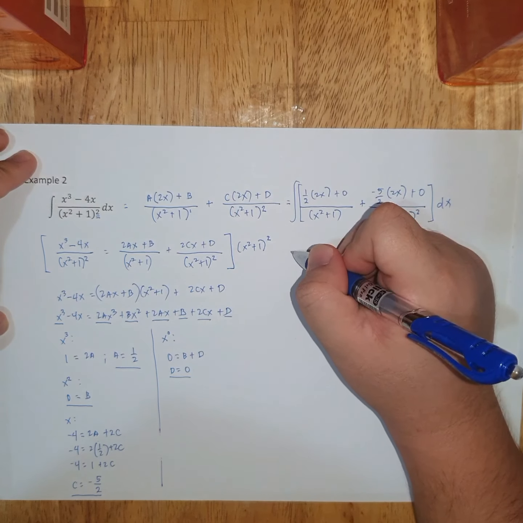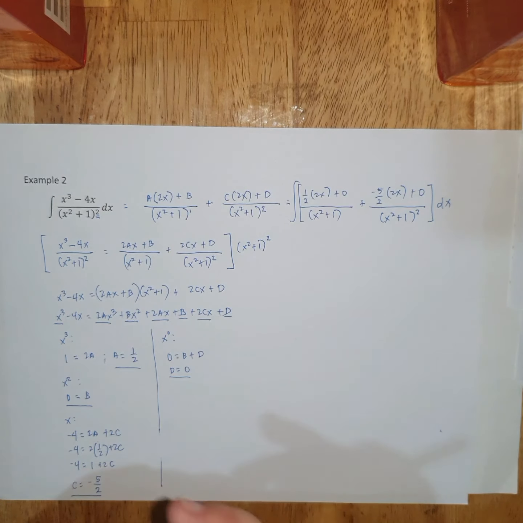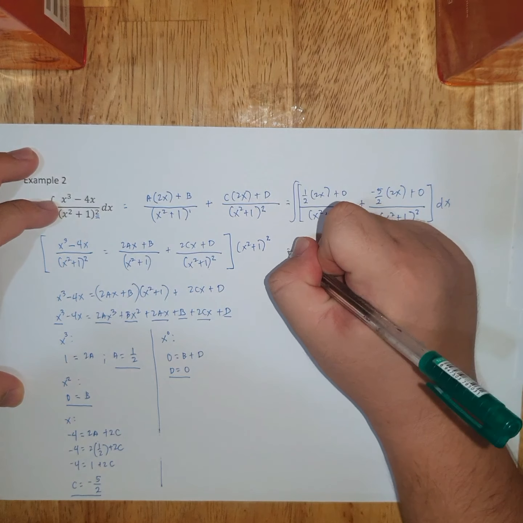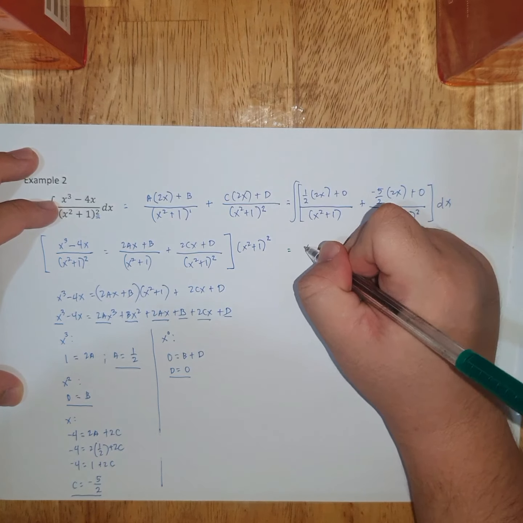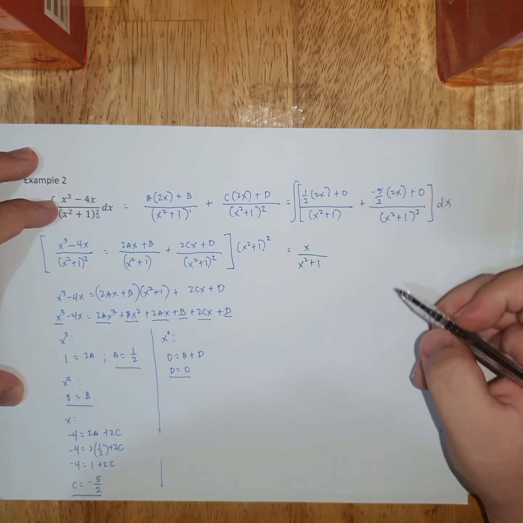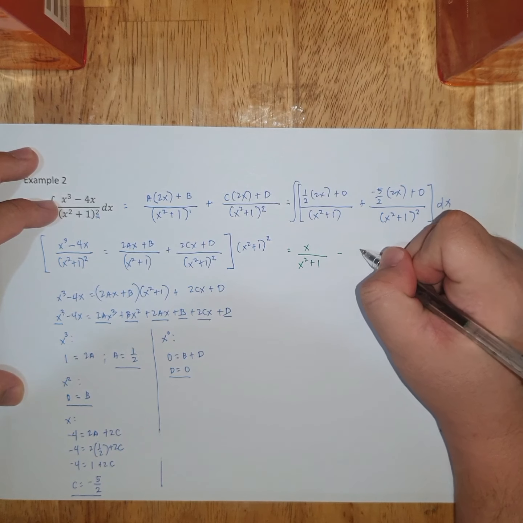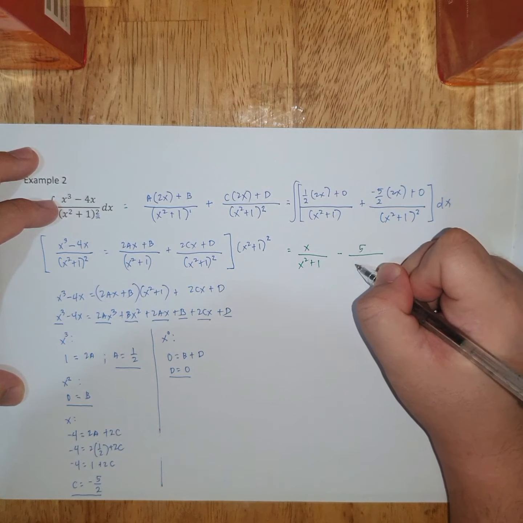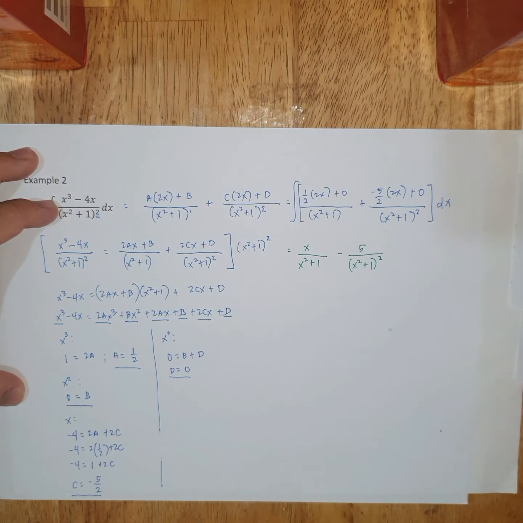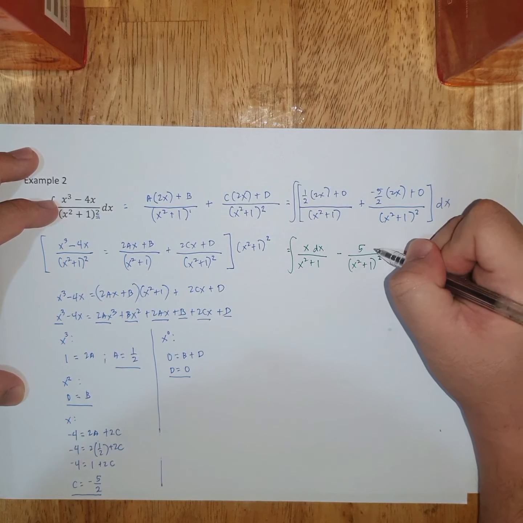Okay, simplify. Let's use another color of pen. Alam natin yung ibang solution. Okay, so 1/2 times 2x. So we have x all over x squared plus 1 for the first term. Next is ito magka-cancel out. We have -5 all over x squared plus 1 squared. Okay, lagyan natin ng dx.